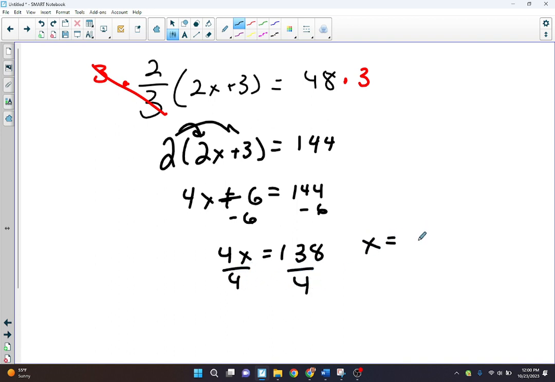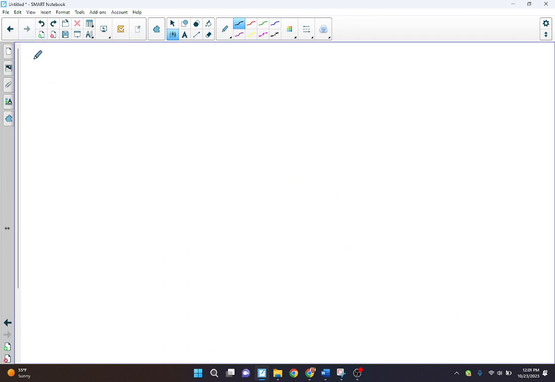On your tests, I try to avoid fractions. If this happens to be fractions, because I just made it up. In this case, this is 34.5. Yes, 34.5. All right.